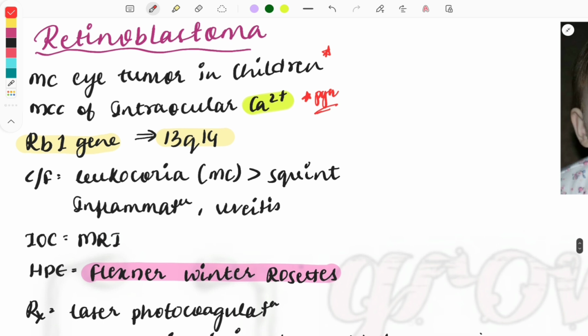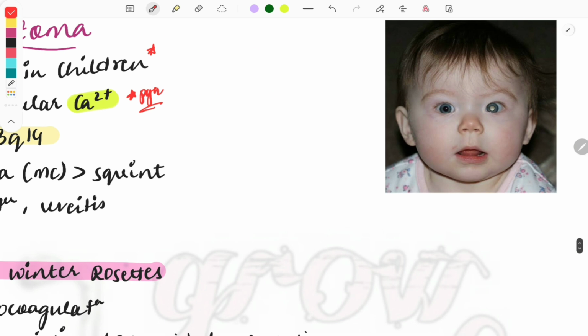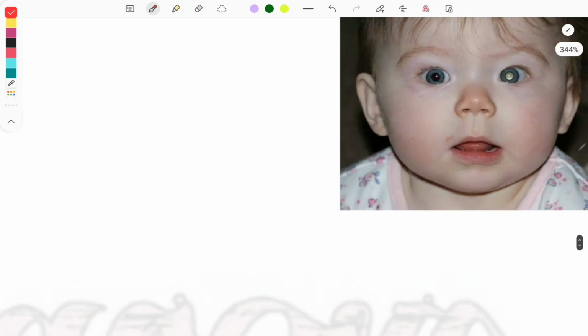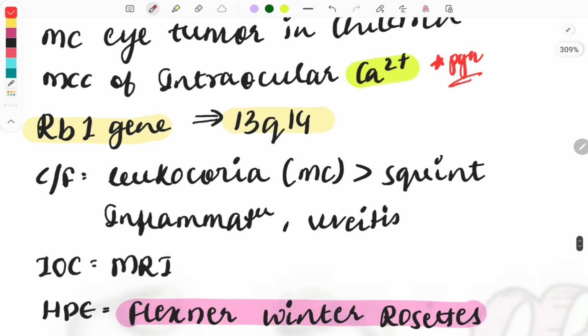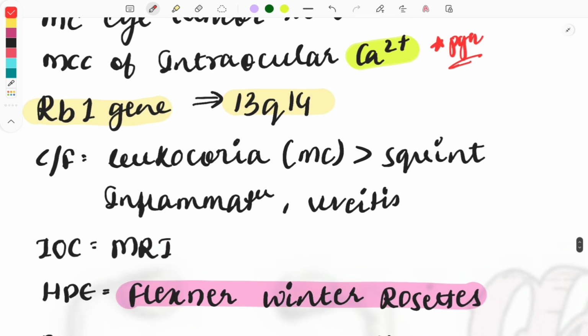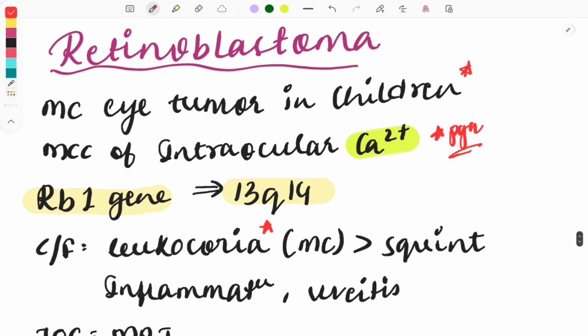Then the gene mutation. The RB1 gene is mutated, which is present on 13q14. The clinical feature is leukocoria. Leukocoria means you can see the whitish reflex here, this white thing, and this is the most common symptom present. Other symptoms are squint, inflammation, and uveitis. Mostly this leukocoria or white pupillary reflex is described in the question, which will give you a hint that the examiner is asking about retinoblastoma.